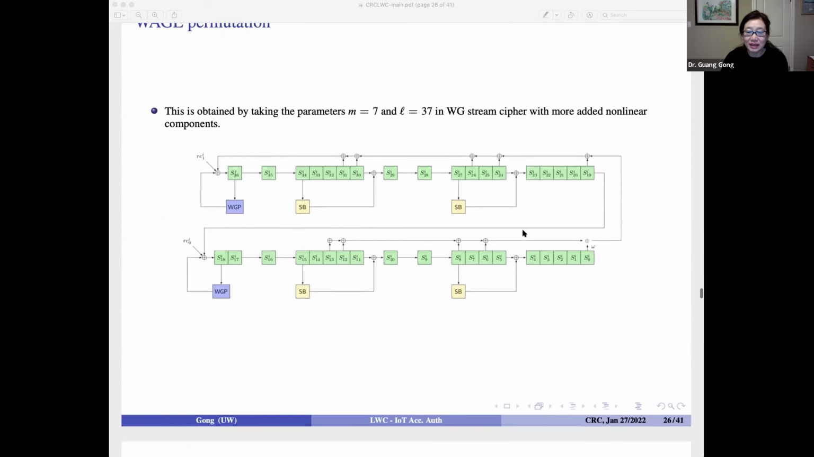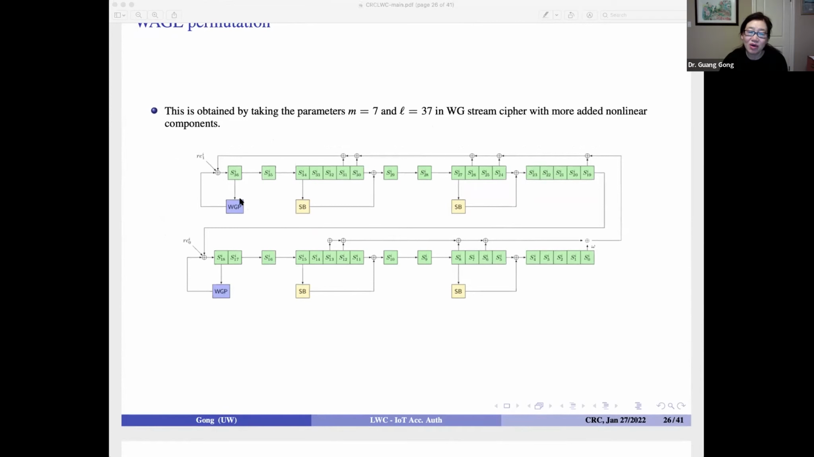So for the WG permutation, basically we have the 7-bit register. How many stages do we take? We take 37 stages in order to provide 128-bit security.